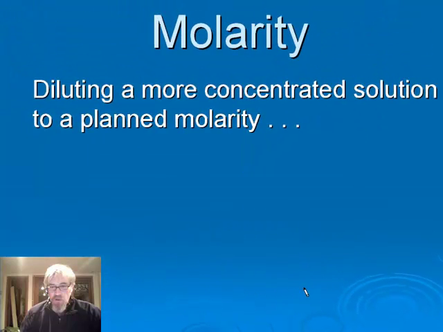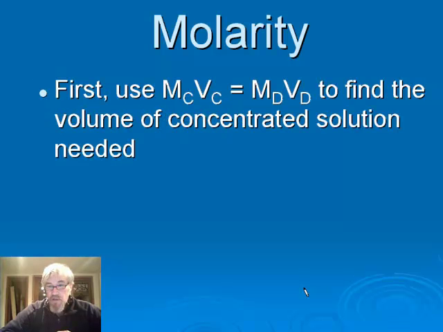Another way that these solutions get created, and this often is true for acids, is by diluting a more concentrated solution to a planned molarity. So you have something that's strong, like 16 moles per liter, for example, and you want to make a less concentrated solution, like 3 moles per liter. You can dilute it by just adding water, but you have to think about it a little bit because this is quantitative. So here are the steps.